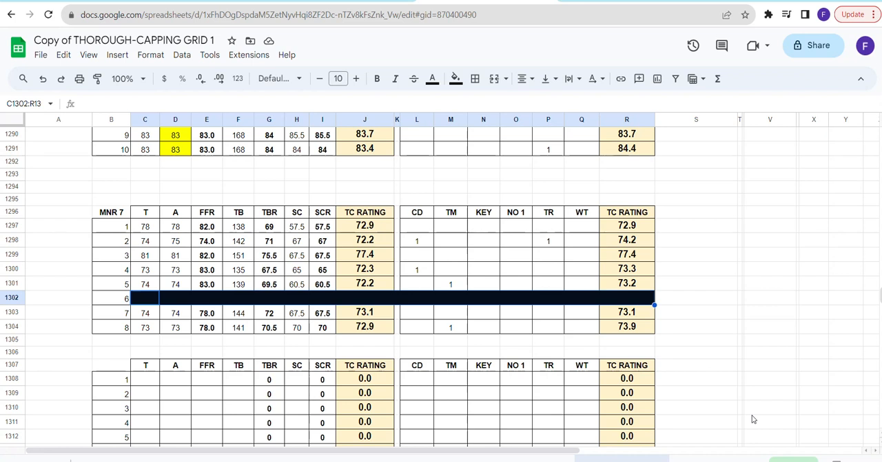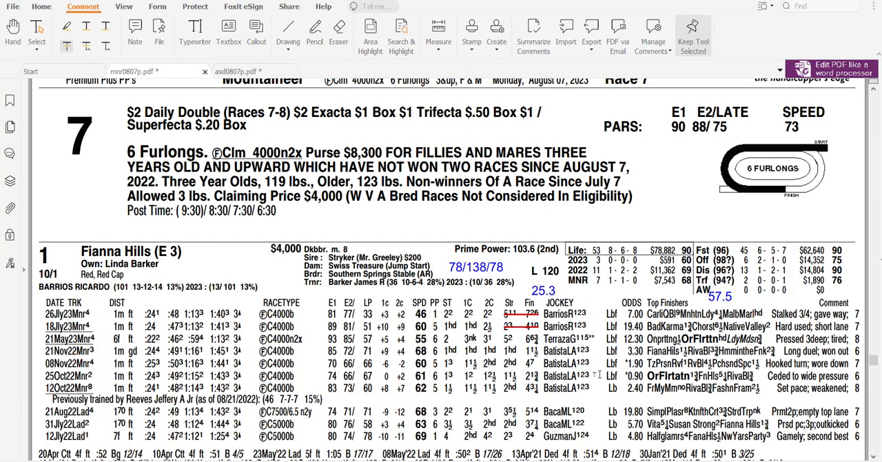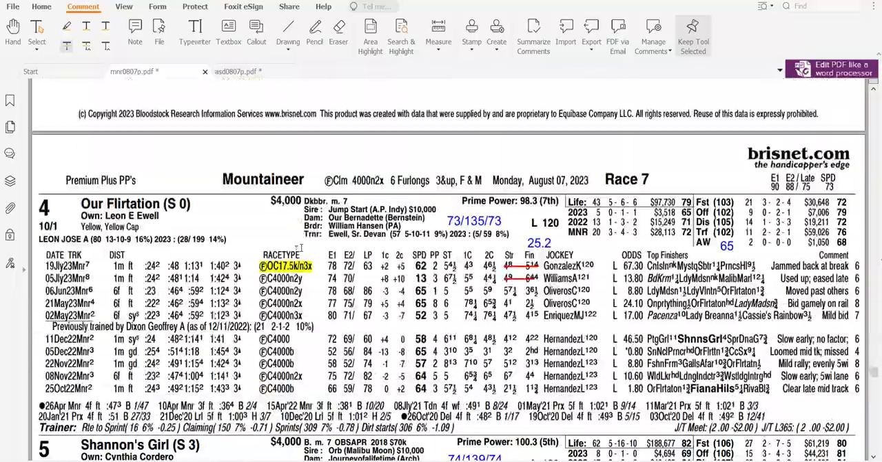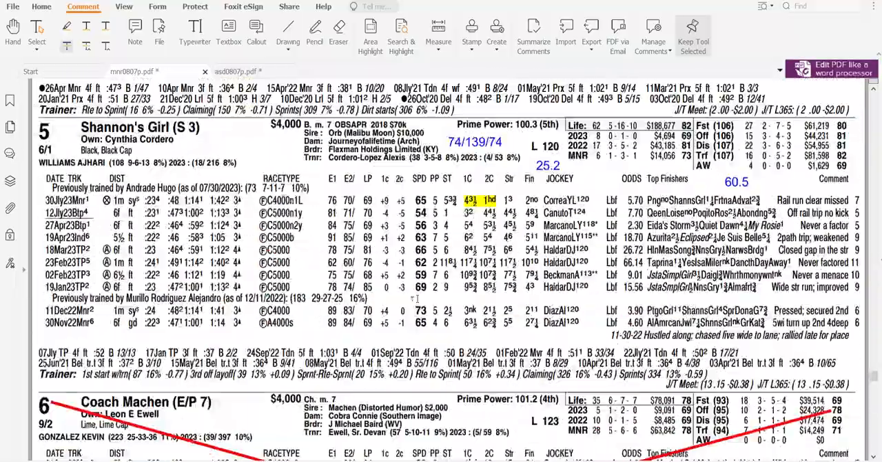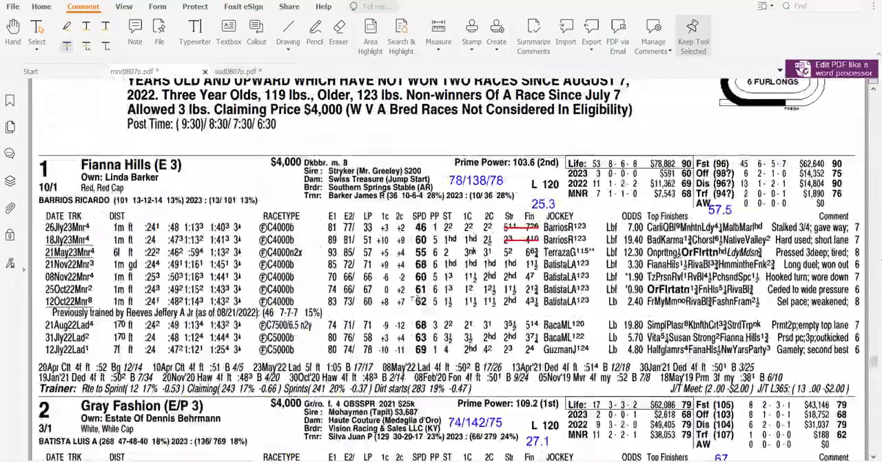Race 7. There's about 12 minutes to post. I'll show you the PP real fast. It's a 6 furlong, 4,000 claimer, non-winners of 2 races in a year since last year. There are 8 runners with 1 scratch. The 6 is out, so we have 7 horses to look at.